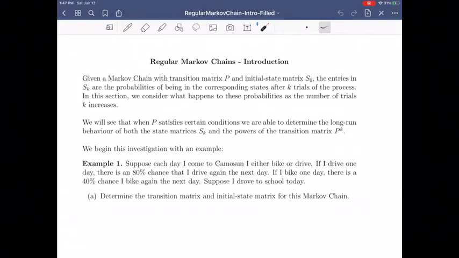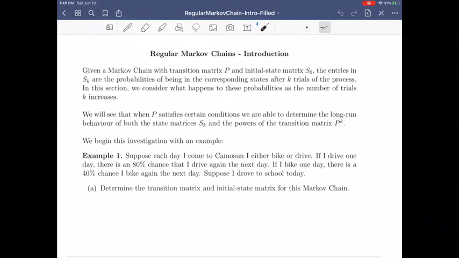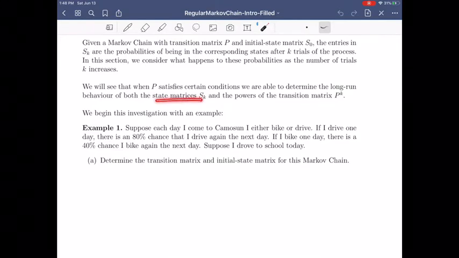So if we have a Markov chain with transition matrix P and an initial state matrix S0, the entries in Sk are the probabilities that you're in the corresponding state after k trials of the process. So what we want to know is what would happen to this as the number of trials increases. We want to know what happens as k gets large. So we're going to think about the behavior of the state matrices Sk and also the transition matrices P to the power k. We're going to talk about this with an example.